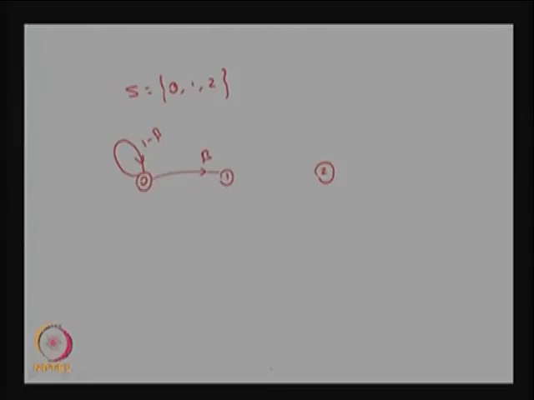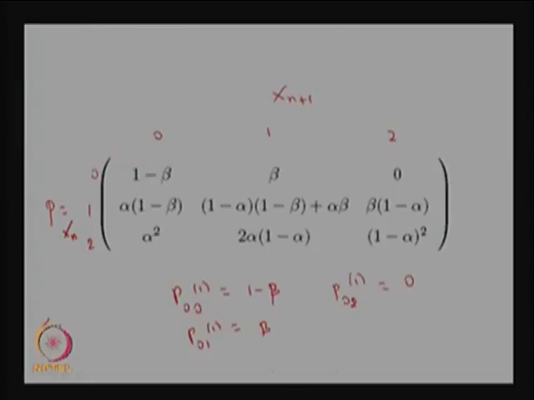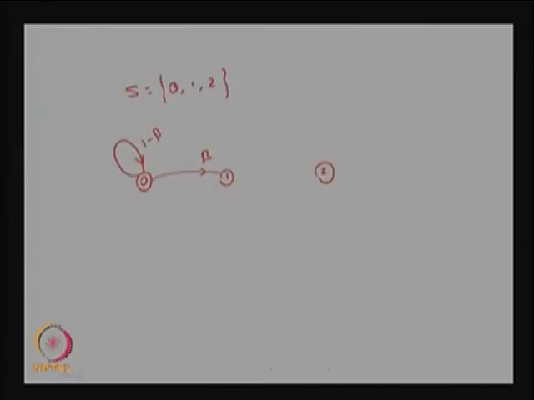And similarly, now we can go for filling the second row. So 1 to 0 is alpha times 1 minus beta, 1 to 1 is 1 minus alpha times 1 minus beta plus alpha beta, and then 1 to 2. So all three probabilities are greater than 0. Therefore, the arc 1 to 0 is alpha times 1 minus beta, 1 to 1 is 1 minus alpha times 1 minus beta plus alpha beta, and 1 to 2 is beta times 1 minus alpha.